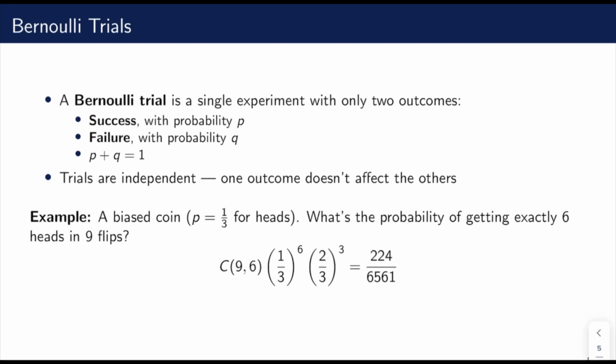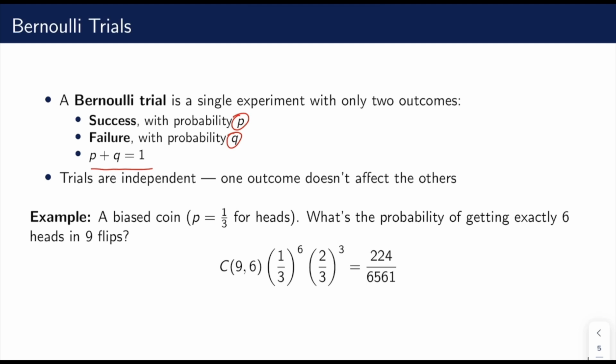Now moving on to Bernoulli trials. These are just experiments that have two outcomes, success and failure. Think coin flips, yes or no survey questions, hitting or missing a shot. The probability of a success is denoted with a P, while the probability of a failure is denoted with a Q. Since we can't have both a failure and success happening at the same time, or in other words, these two events are disjoint, we have P plus Q equals 1.